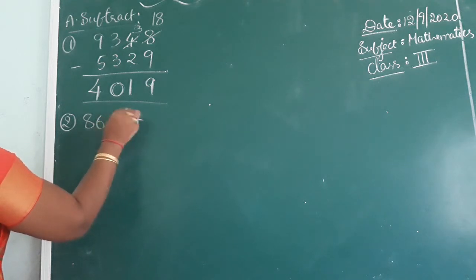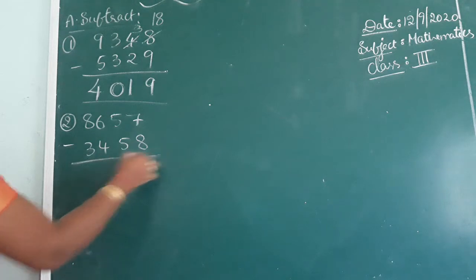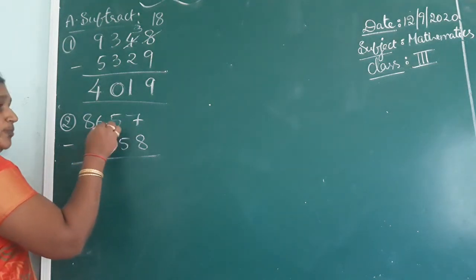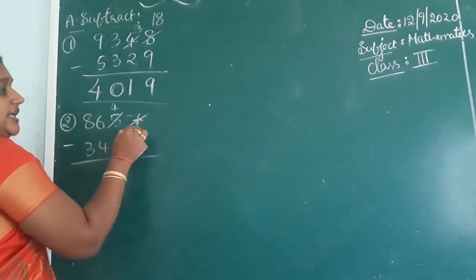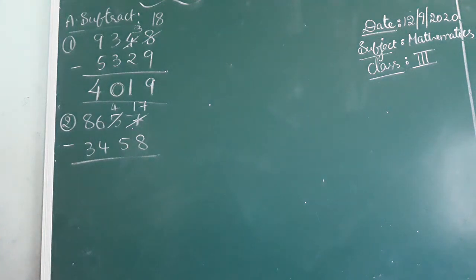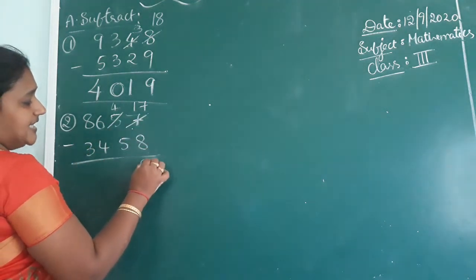See the second one, children. 8657 minus 3458. Okay. Is it possible to borrow 7 minus 8? No. So you have to borrow from the before number. If you borrow, this number becomes 5 minus 1, 4. This number becomes 10 plus 7, 17. 17 minus 8. What is 17 minus 8, children?